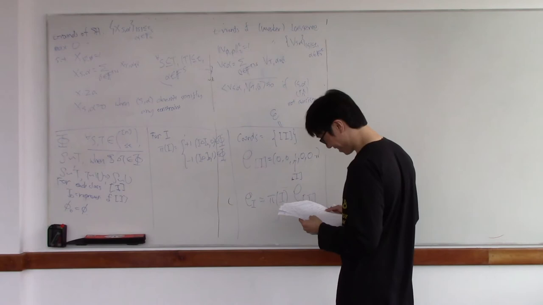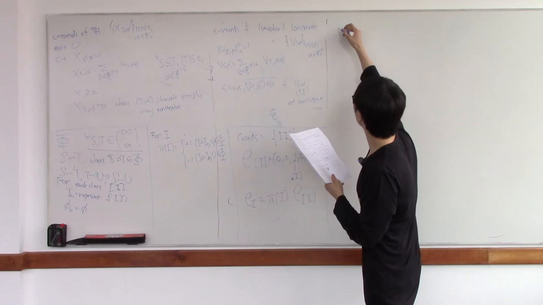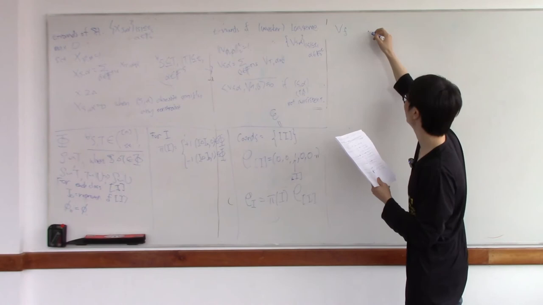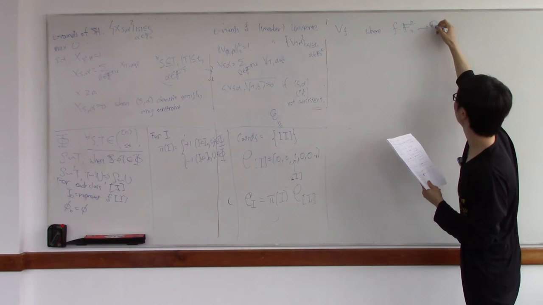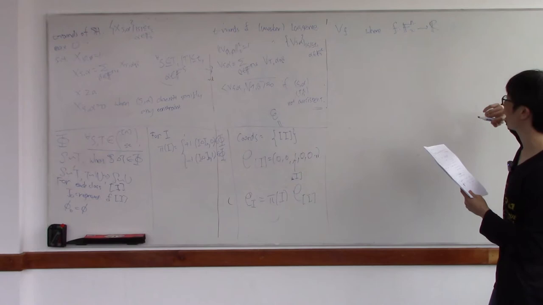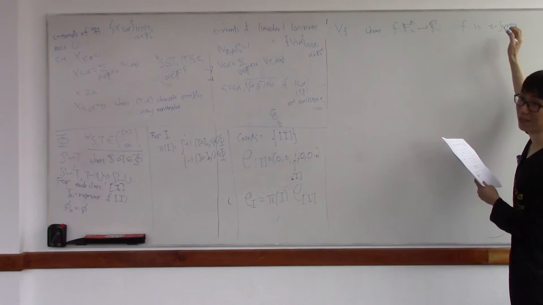Now we have to construct these vectors, and actually I'm going to construct many more vectors. I'm going to construct a vector for each function f, where f is a function from the 2 to the n variables to the real numbers. So it's infinitely many functions, but I'm not constructing a vector for all of them. I only construct vectors for functions where f is a t-junta, meaning that f only depends on at most t variables.